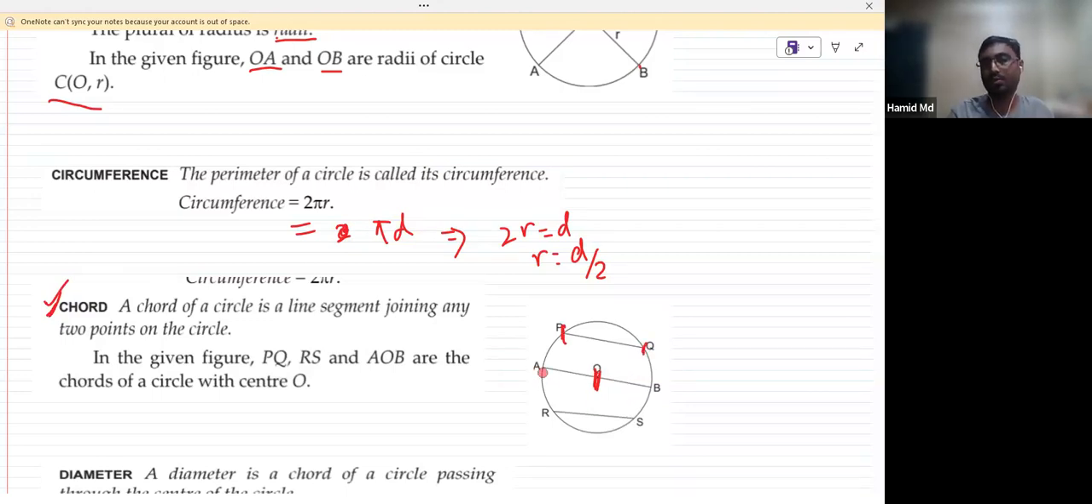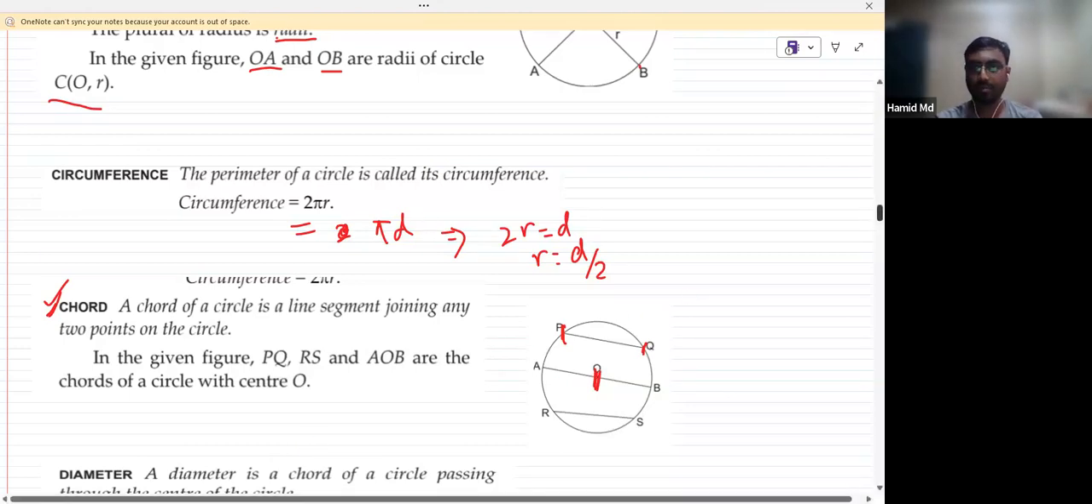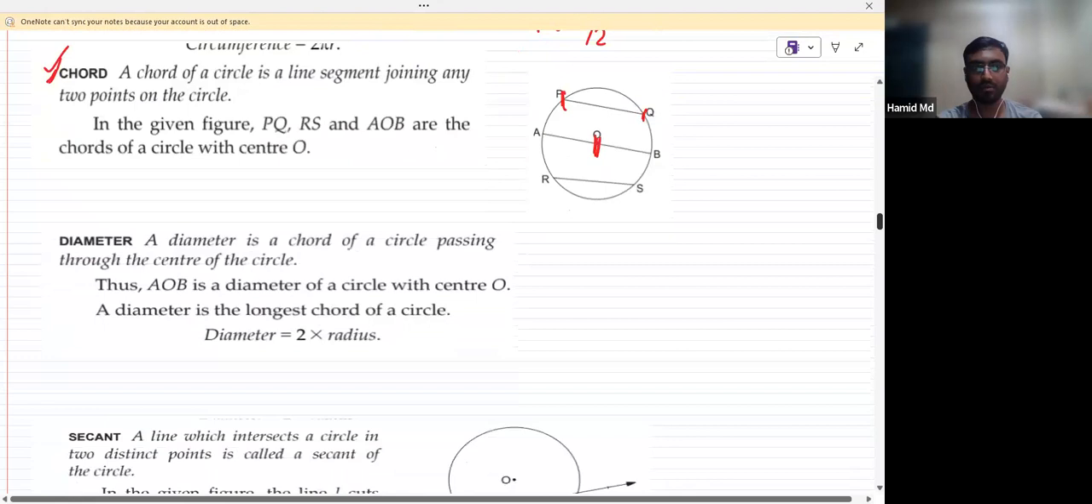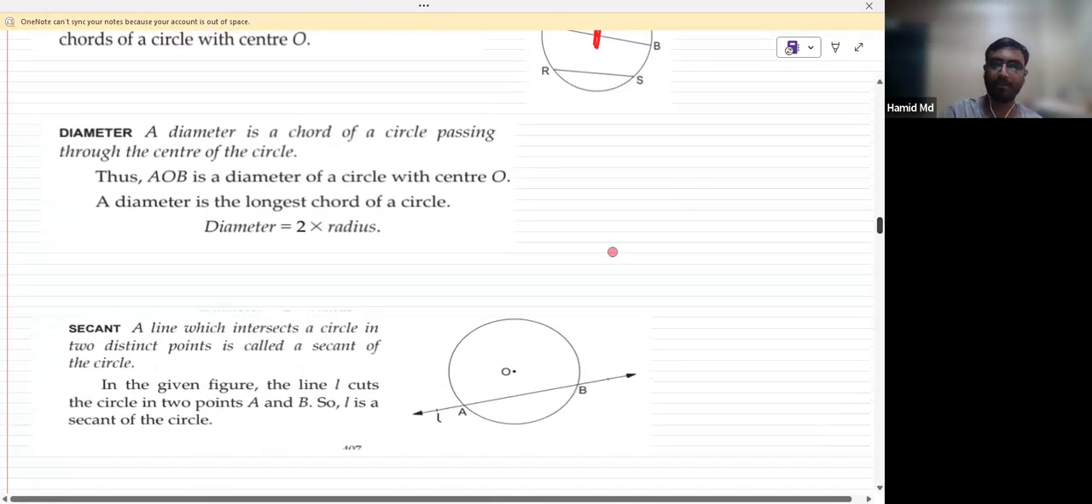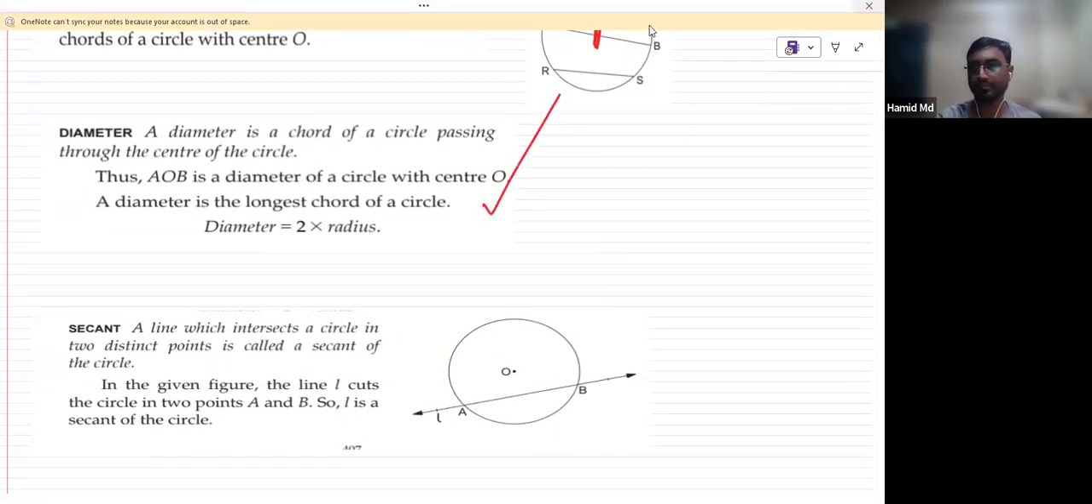So my question is, which chord will have the maximum length, and where will it be crossing from? Maximum length chord will always cross the center. If its length is maximum, it must pass through the center. You have to remember it, no need to note it down. We already discussed this.